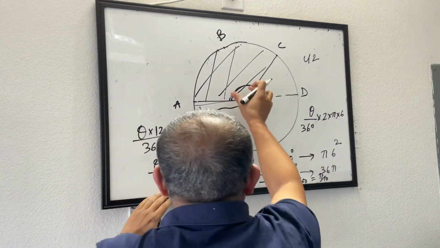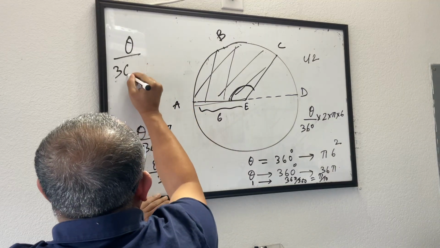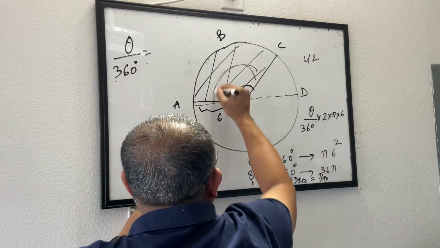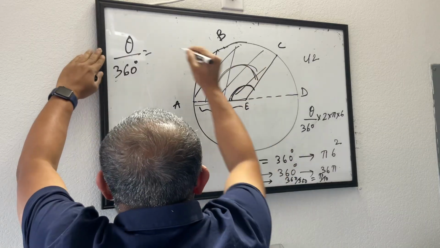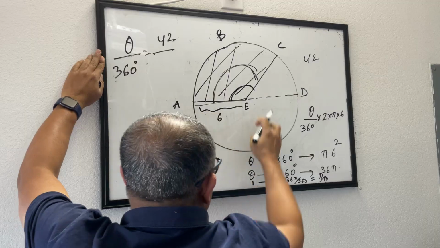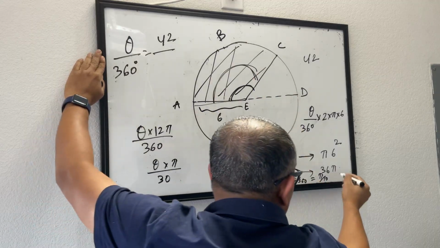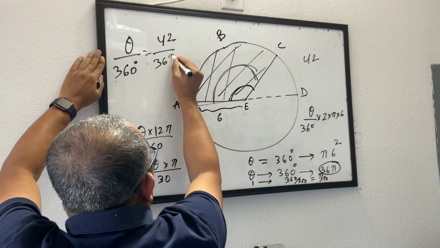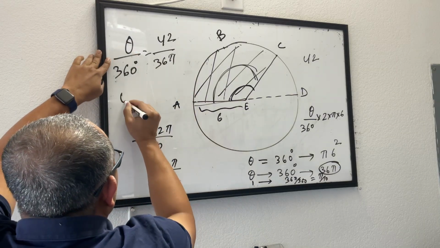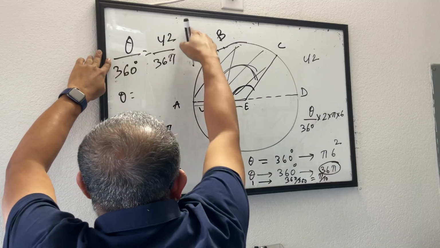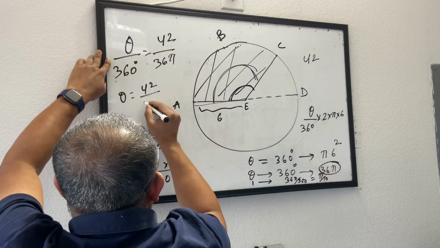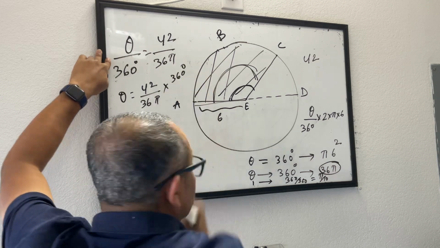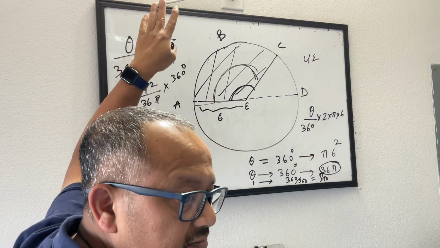Meaning theta over 360 degrees equals this area, given as 42, divided by the total area we just found out, 36 pi. So from this we can find theta: we just move this to the other side, so theta equals 42 by 36 pi into 360 degrees. Are you guys with me so far?